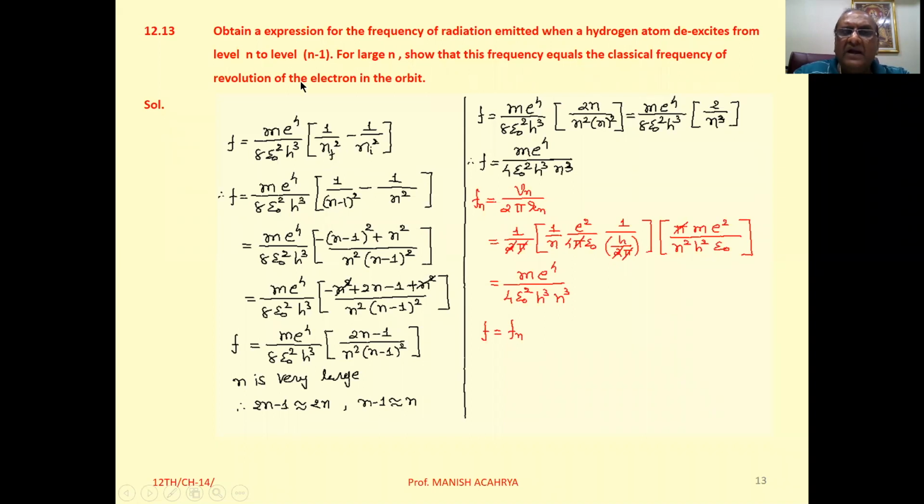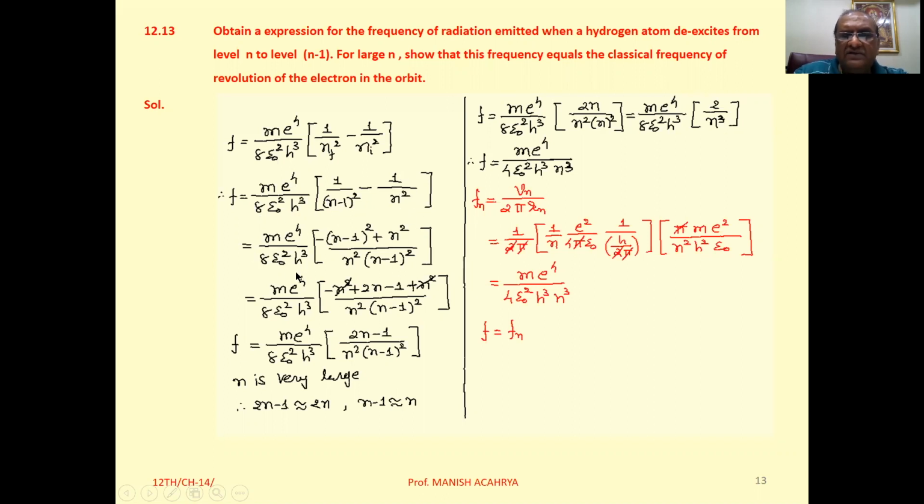Clear? Now here we have to take the transition from nth level to n minus 1th level. So in this particular equation, substitute nf equal to n minus 1 and ni equal to n. So we will get finally the equation f equal to me^4 upon 8 epsilon 0 square h cube into 1 upon (n minus 1) whole square minus 1 upon n square.